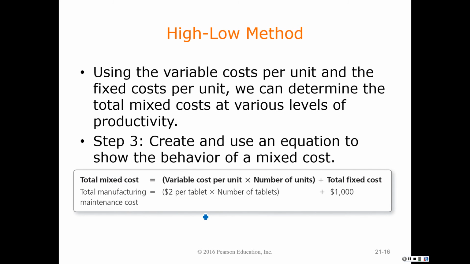So I can now use my separation of variable cost and fixed cost to create an equation that we can use to predict cost in the future. So if I want to estimate what my total manufacturing maintenance cost is going to be based on the number of tablets that I'm producing for that period, I simply take $2 per tablet times the number of tablets. Okay, how many do you think you're going to produce? $2 times the number of tablets that you're going to produce plus the fixed cost of $1,000 for this particular quarter will give you an estimate of what your total manufacturing maintenance cost should be for that period.